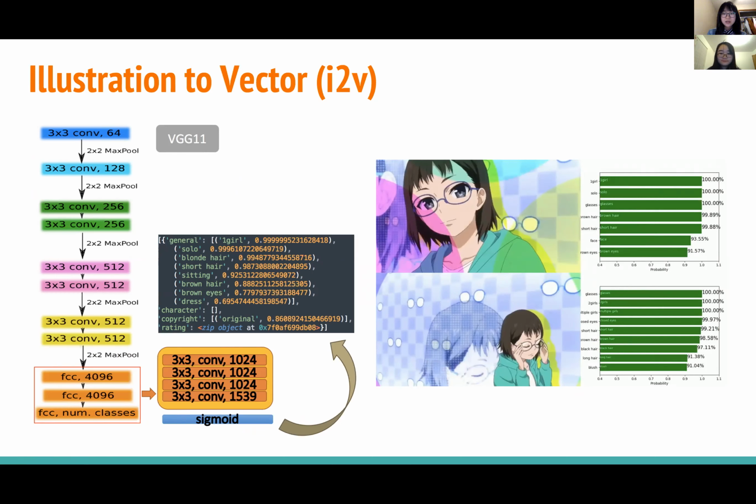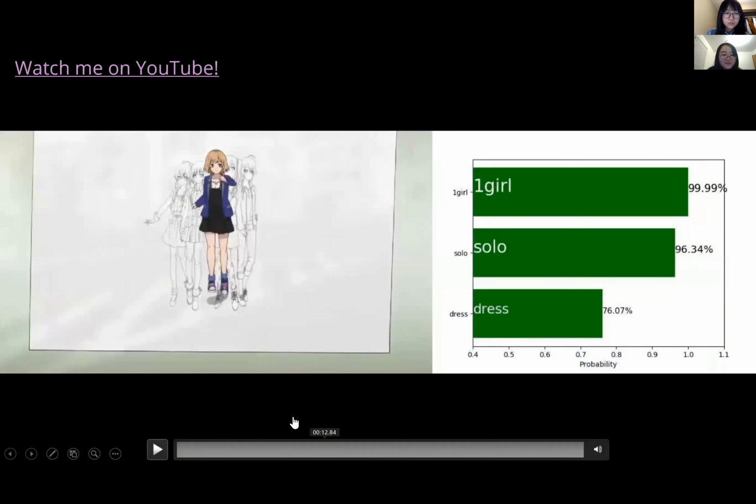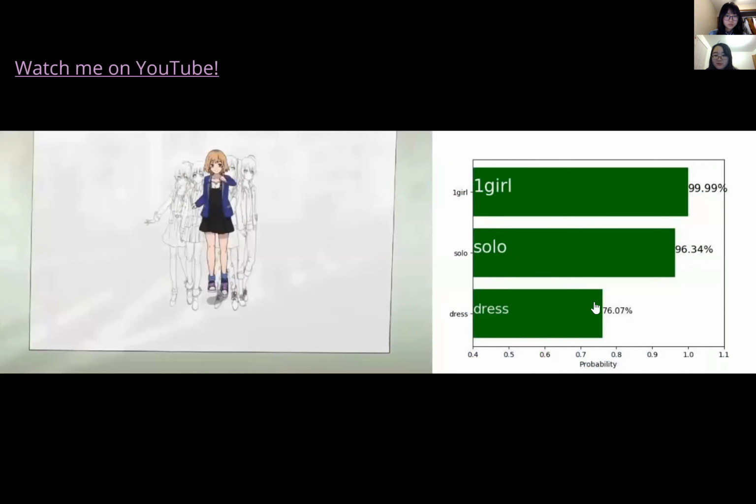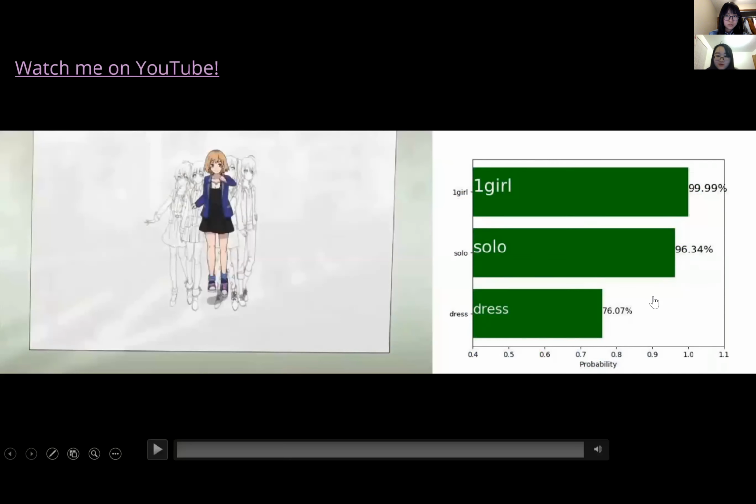And we visualize our results as a video. Here is a result. As you can see, on the left is the original image, and the output of our illustration to vector network is shown on the right, where we draw the predicted tags with the probability into the bar graph.